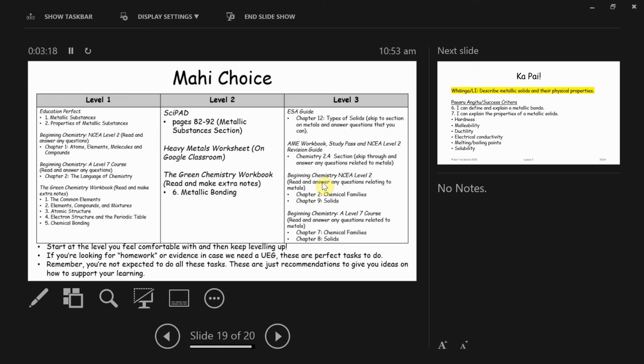Other things to remember: there's the library and the AME books, the study pass, and the beginning chemistry again for chapters, where you can read and answer questions. I put that at level 3 because that's when you're starting to actually apply and look at some of the more exam-style questions. That's stuff I would recommend to follow up with the content. You can start seeing it applied in various questions. If you want, we can take some time to check anything out for the weekend. Otherwise, this worksheet is on Google Classroom, so you can access that one.